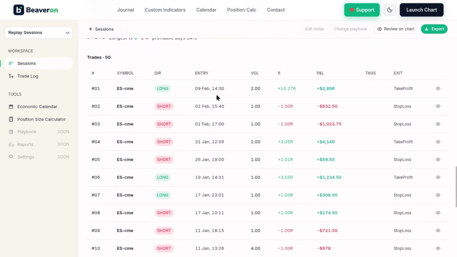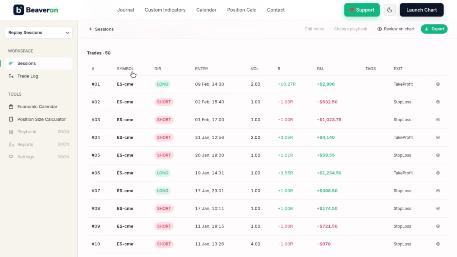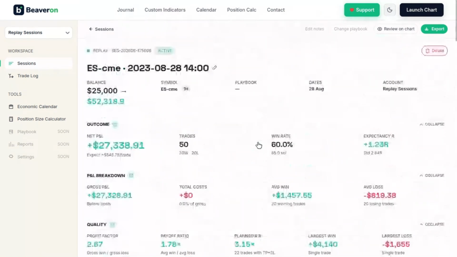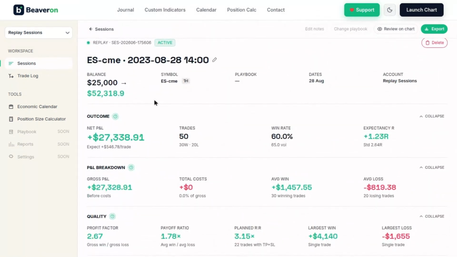And then these just show the individual trades. So my first trade was a long, and the RR was plus 10.27. Now I'm not going to go through all 50 of these trades because that would be kind of crazy, but you can see that is about all the statistics. Remember, it started off with a $25,000 balance, ended with $52,318.09. Now this is only 50 trades, so don't think that this is necessarily sufficient for the strategy.